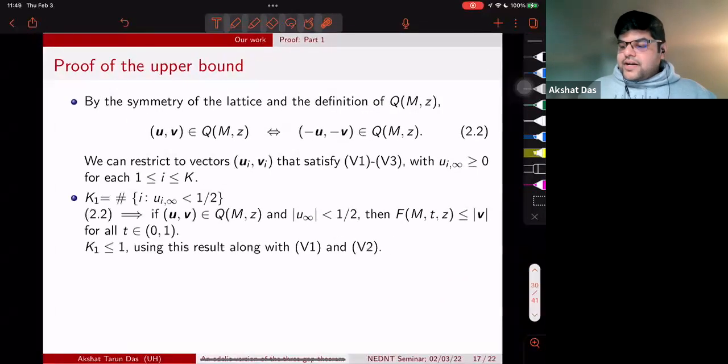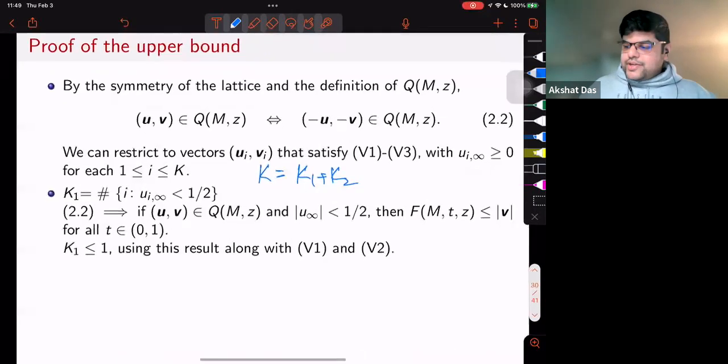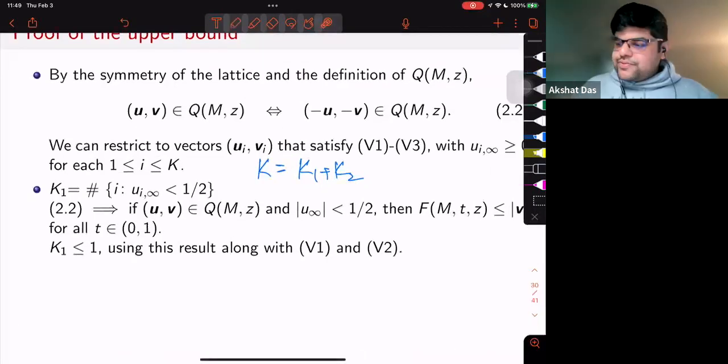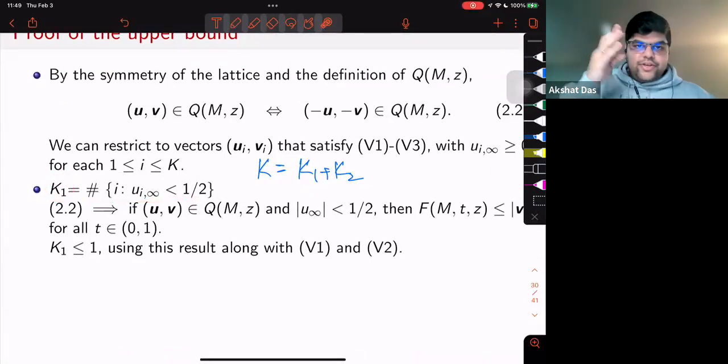So now the task of proving that k is less than or equal to 3 can be divided into two parts. We take k to be equal to k1 plus k2, and then the bound for k can be determined by thinking about the bounds for k1 and k2. Okay, so what are k1 and k2? First of all, k1 is the number of lattice points u1, v1 going up to uk, vk, where the real component of the first component is less than half.